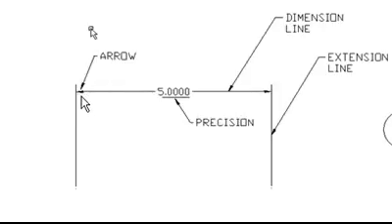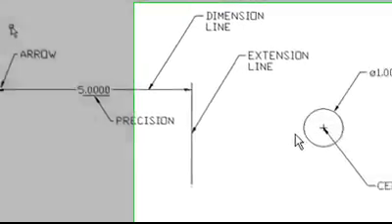I know that architects use a little tick, whereas mechanical, we use arrows. This line here that goes from the number to this line, which is called a dimension line, you can set preferences to turn that off, turn it on. The same with the extension line. You can set preferences to turn that off or turn that on.